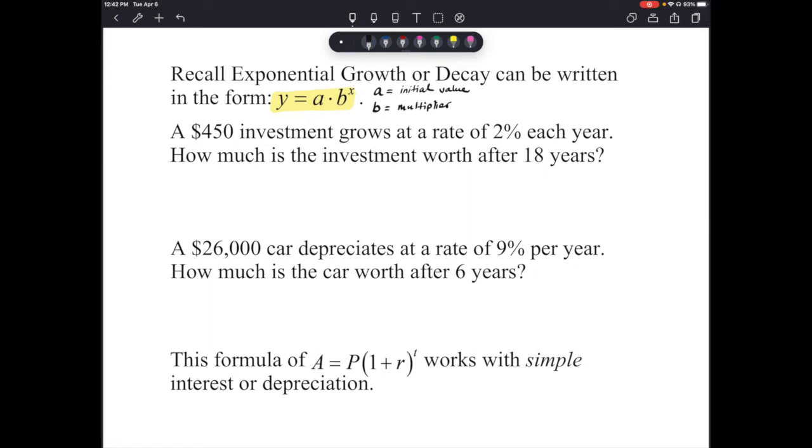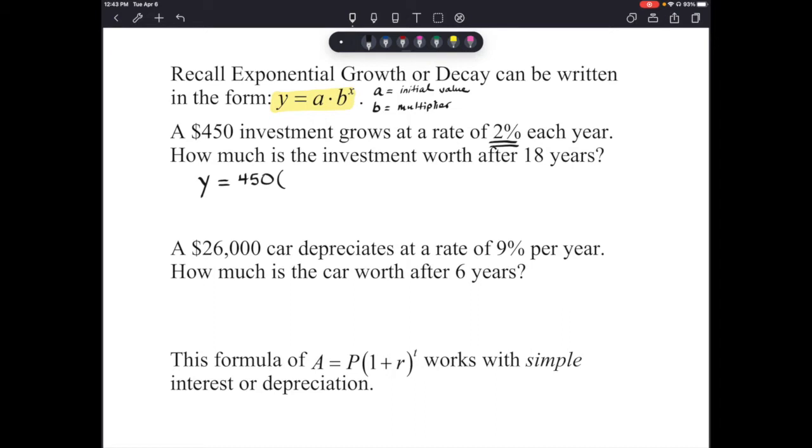Okay, so when we take a problem or a scenario like a $450 investment grows at a rate of 2% each year, how much is the investment worth after 18 years? Well, the amount that it's going to be worth is going to equal our initial amount, 450, times our multiplier, right? So what is our multiplier going to be if it's going to increase by 2% each year?